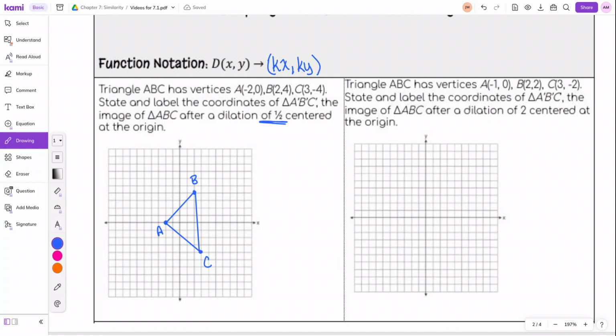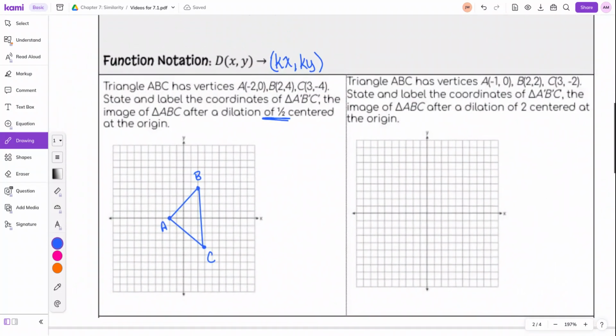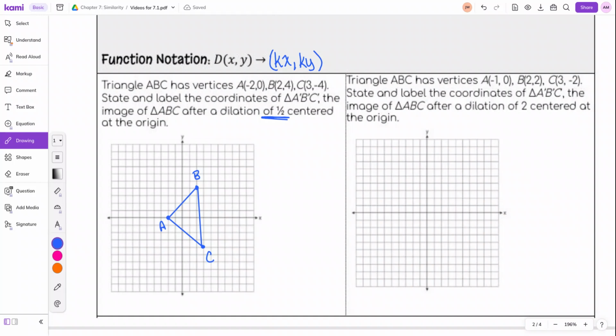Also, because it is centered at the origin, I can use that rule up there and multiply each of my coordinates by the scale factor. So originally point A was at -2, 0. So if I multiply each of those coordinates by the scale factor, A prime is going to be at -1, 0, because I'm multiplying the x and the y coordinate both by 1/2.